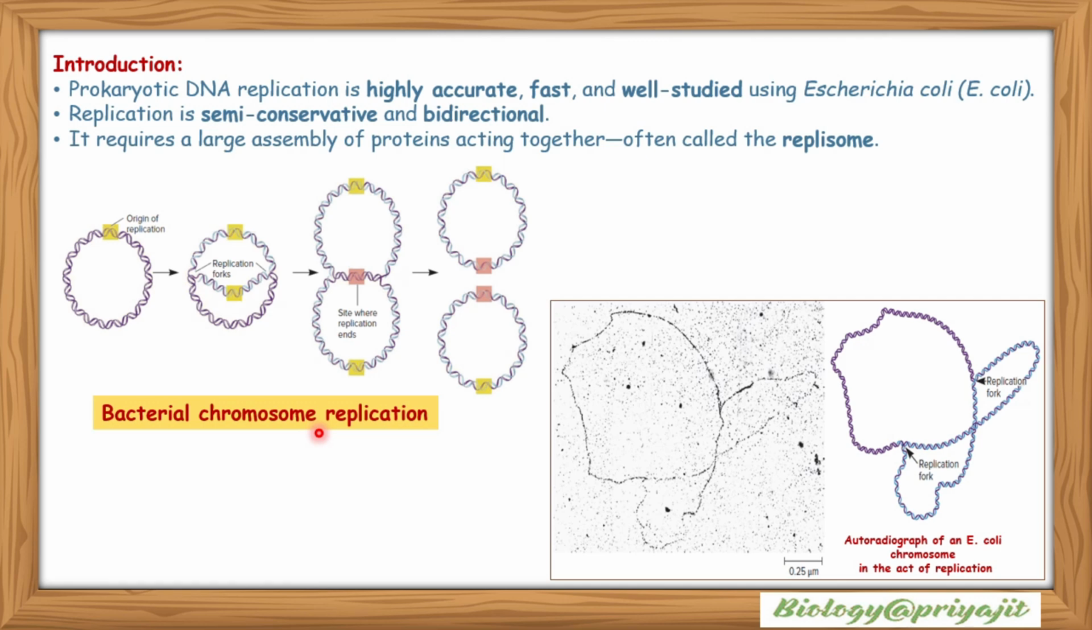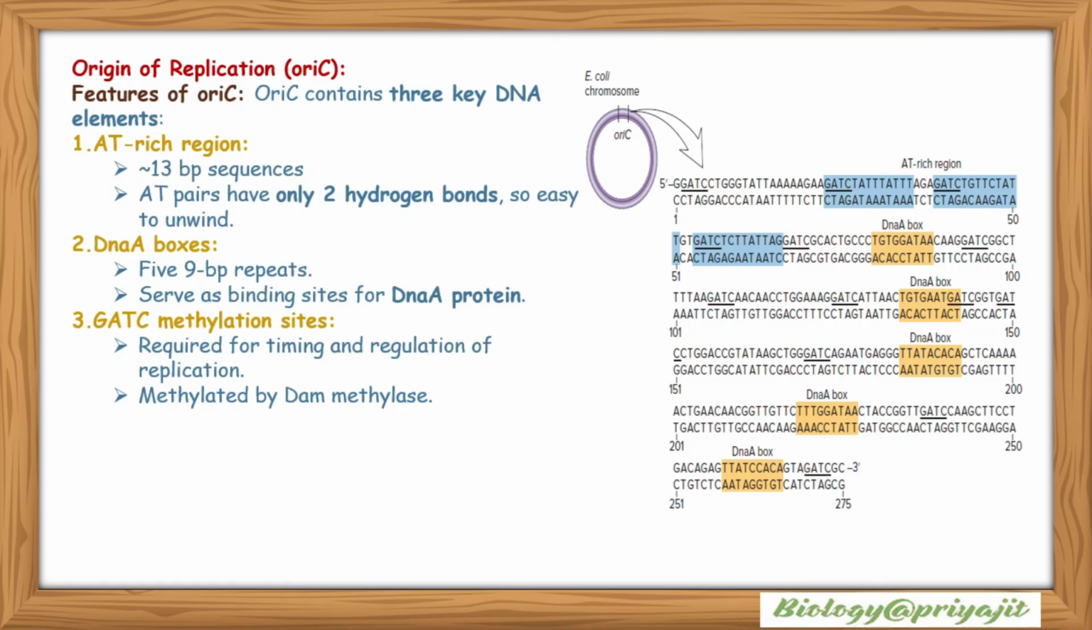two circular double-stranded DNA molecules will be formed, and this is known as bacterial chromosome replication. And this is the image showing the autoradiograph of an E. coli chromosome in the act of replication, the image showing the replication fork here. Now we should know about the origin of replication, which is the sequence named oriC.